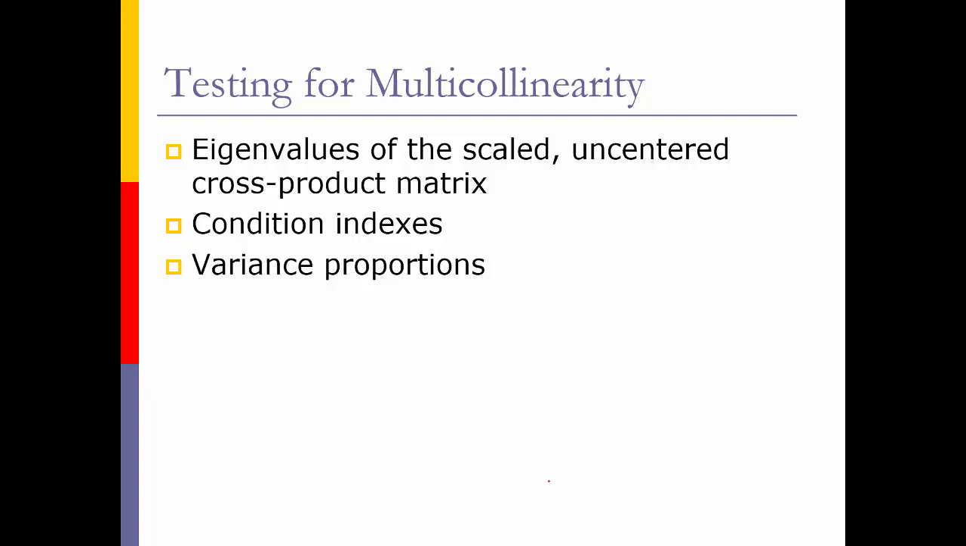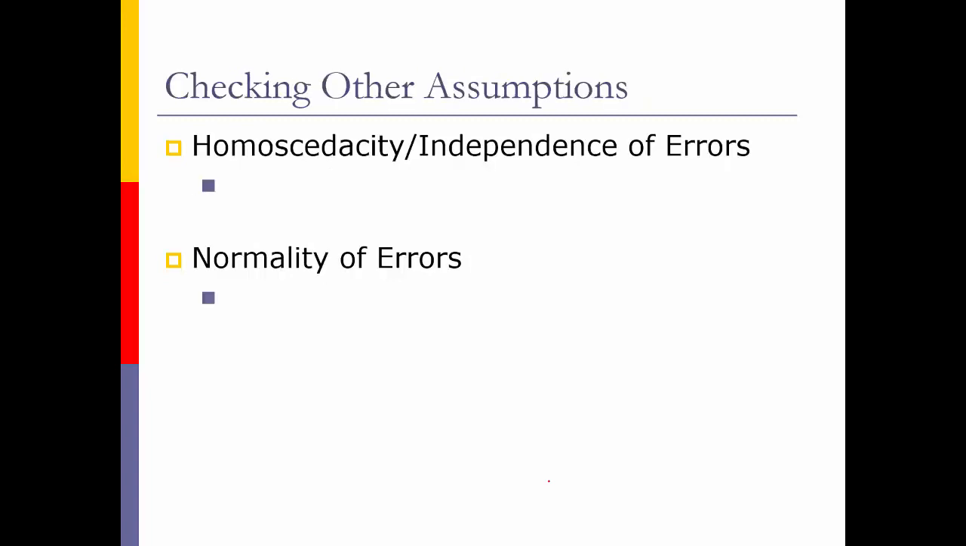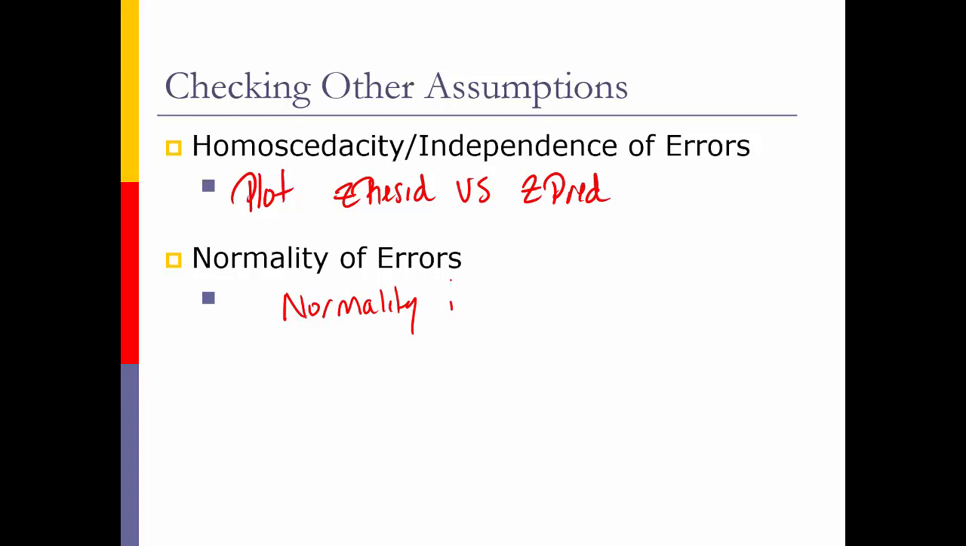Other assumptions, the homoscedasticity or independence of errors. You're simply going to want to plot your Z residual value versus your Z predicted value. Normality of errors. You're going to want to do your normality probability plot.